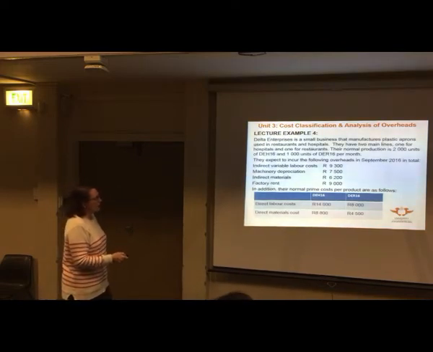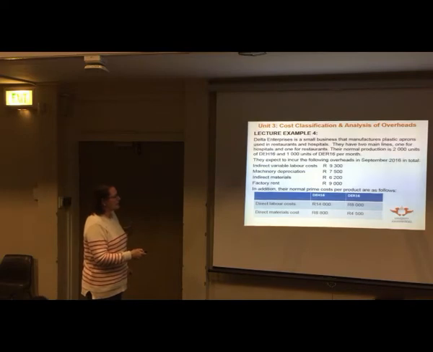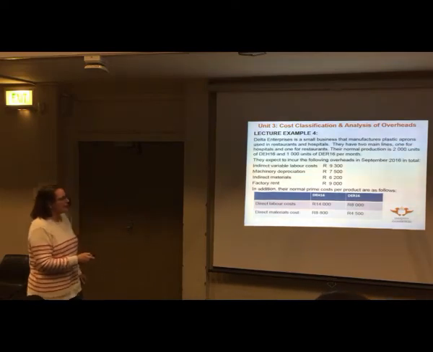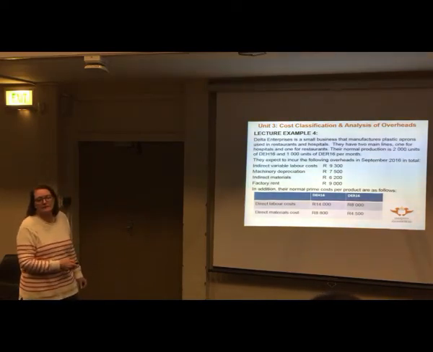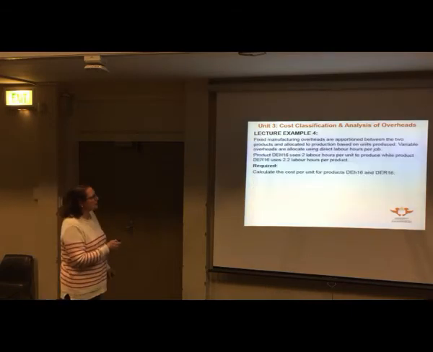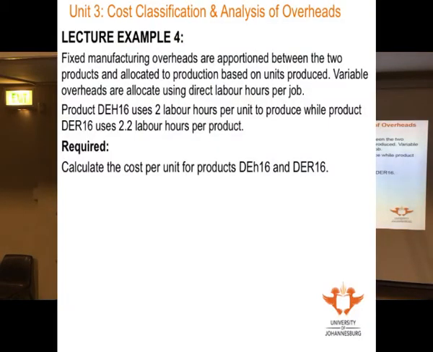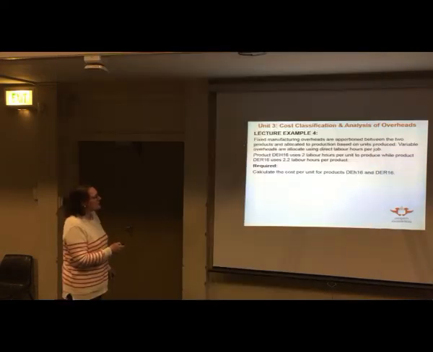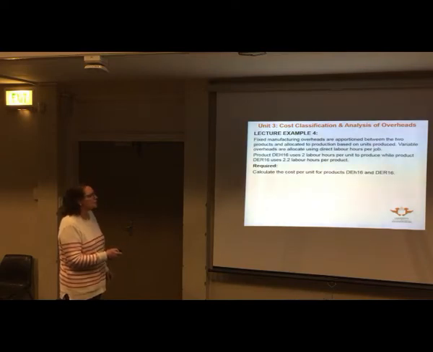So these are the overheads in September in total. Indirect variable cost, machinery depreciation, indirect materials, and factory rent, okay? These are the two items they produce, so you're going to have to split these up between DEH and DER, okay? The fixed manufacturing overheads are apportioned based on units of production. Then the variable overheads are allocated using direct labor hours per job, and this is where it becomes complicated.